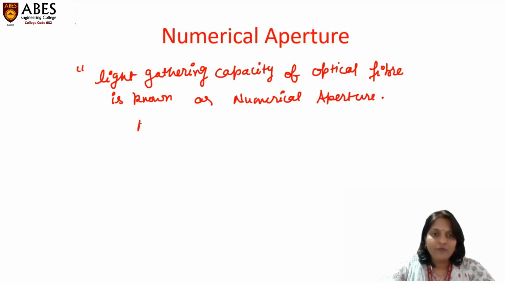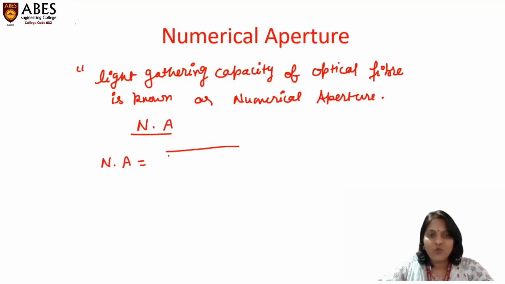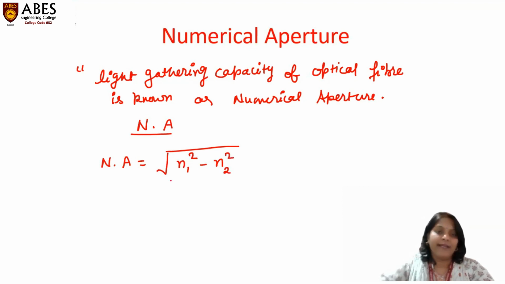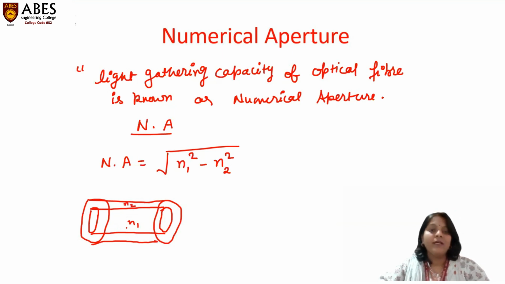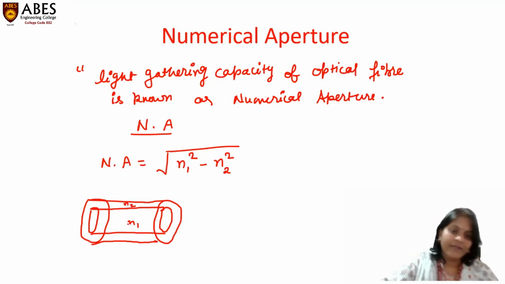For numerical aperture, the abbreviation we will use is NA. Mathematically, numerical aperture is the square root of the difference of squares of the refractive index of the core and the refractive index of the cladding. Basically, optical fibers are concentric, coaxial, cylindrical in shape, and the inner cylinder is called the core and the outer cylinder is called the cladding. The inner cylinder has a refractive index N1 and the outer cylinder has a refractive index N2.